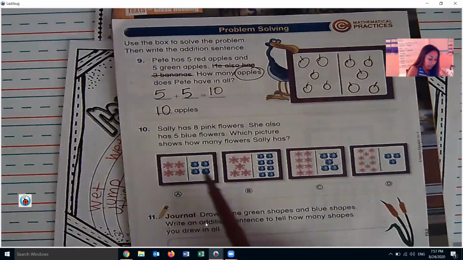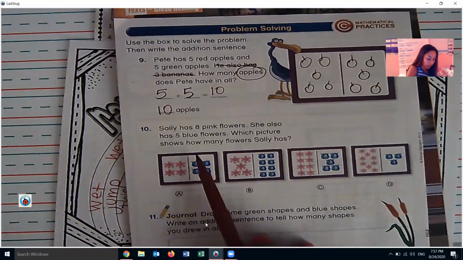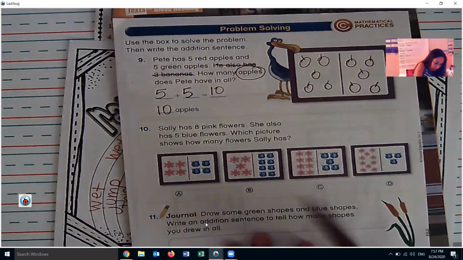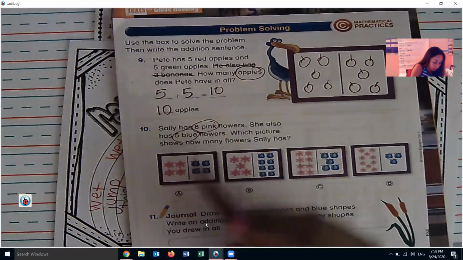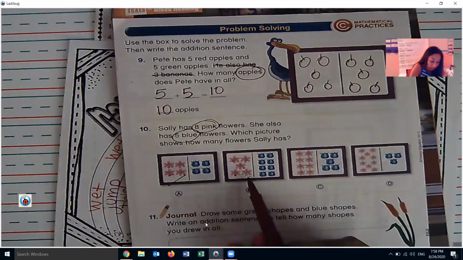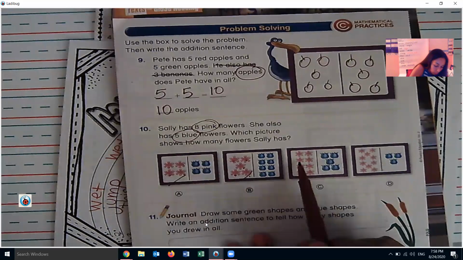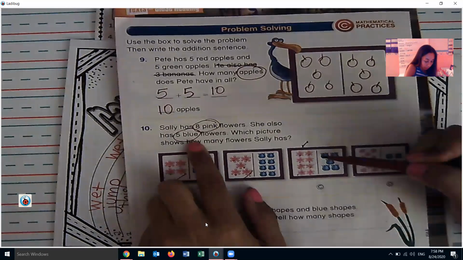Sally has 8 pink flowers. She has 5 blue flowers. What picture shows how many flowers Sally has? So I'm going to look at this here. I'm going to say, okay, there's 8 pink, 5 blue. So this here, 1, 2, 3, 4, doesn't have 8. 1, 2, 3, 4, 5. Nope, not 8 pink. I see 5, but that's 5 blue. 1, 2, 3, 4, 5, 6, 7, 8. Okay, this matches so far. And 5 blue. 1, 2, 3, 4, 5.